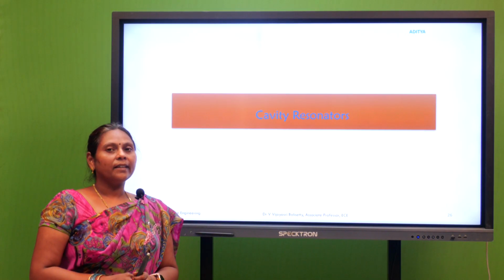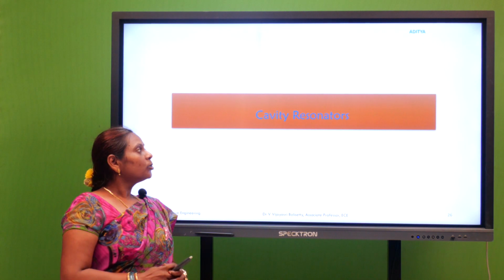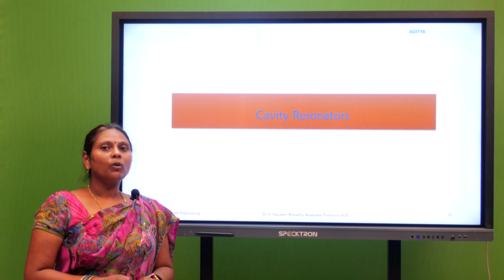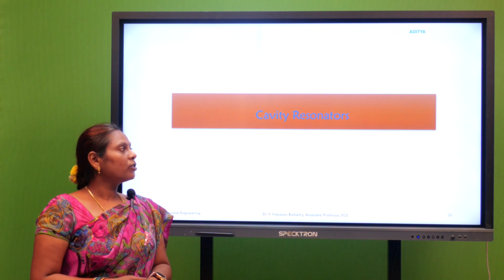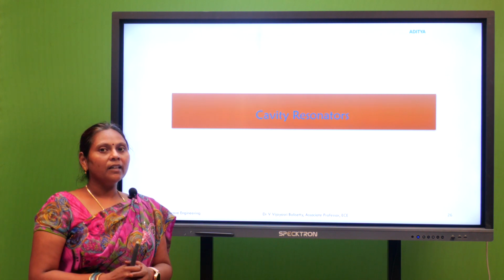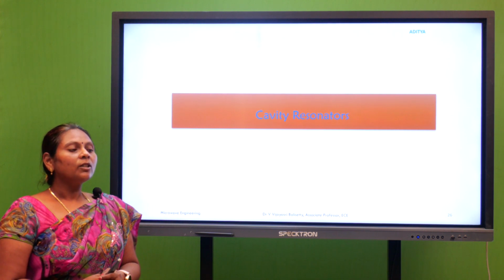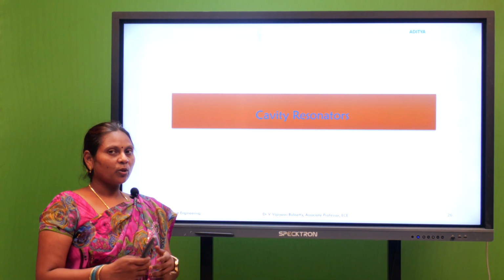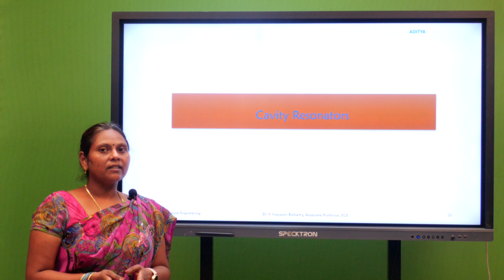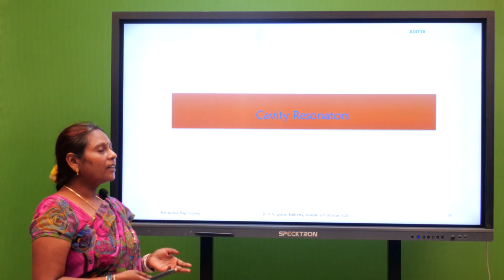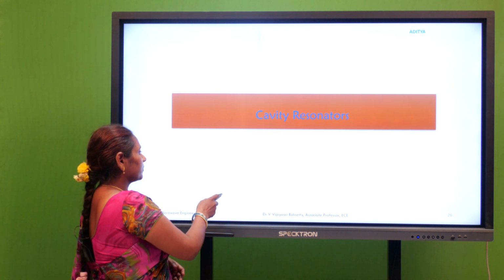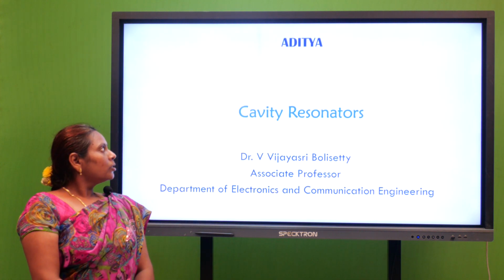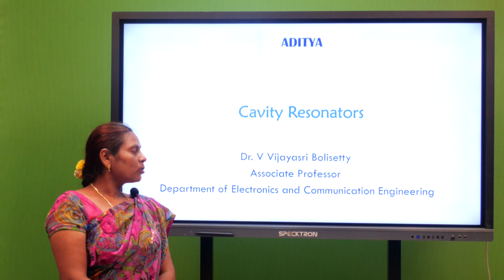Today let us see cavity resonators. Last class we saw the cylindrical coordinate system, which we introduced. Now let us see the cavity resonators. As we have two types of waveguides, rectangular and circular, we have the rectangular cavity resonator and the circular cavity resonator. So let us see the cavity resonators.